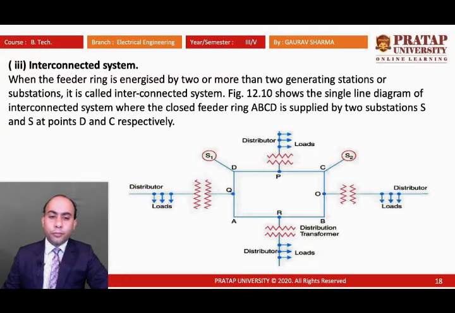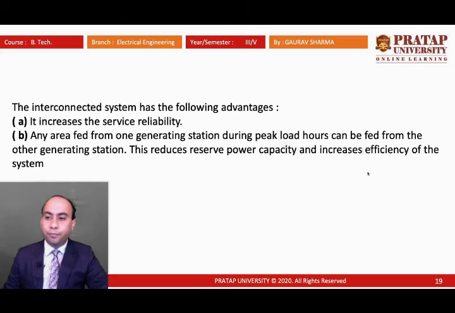Next is the interconnected system. When the feeder ring is energized by two or more generating stations or substations, it is called an interconnected system. The figure shows the single line diagram of an interconnected system, where the closed ring A, B, C, D is supplied by the two substations S1 and S2 at points D and C.